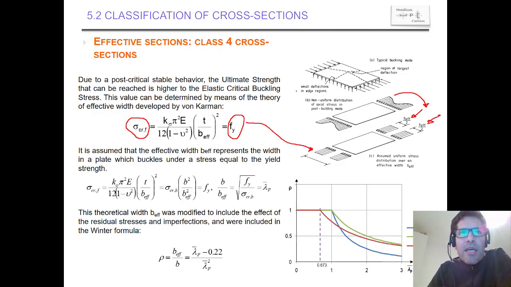So the same equation we already had for the case of elastic buckling, the critical elastic stress previously defined, we will put, instead of putting B, the total width, we will put BF. Okay. We put BF here, all this formula. It's similar shape than previous one.